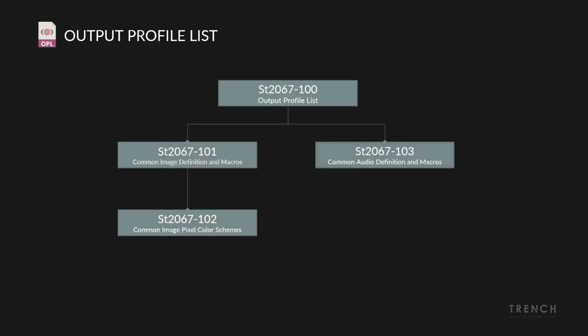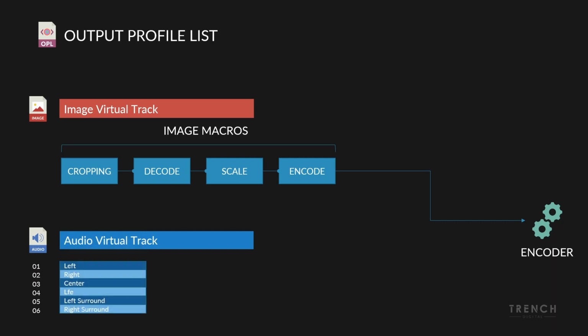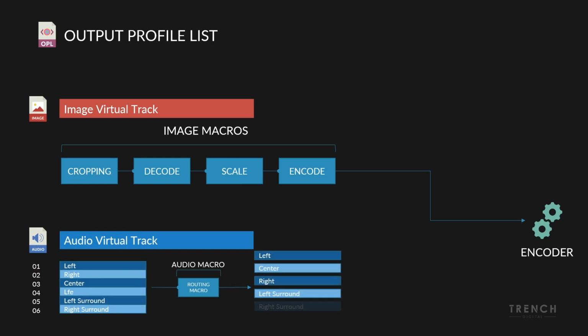With audio, it has its own equivalent of macros document specific to audio requirements. In our example here, we want our audio to be rerouted so that it adheres to a different 5.1 channel mapping layout than how it is supplied in the composition. Adhering to the same process as an image, we would then allocate a routing macro, which we then present to the encoder for processing.